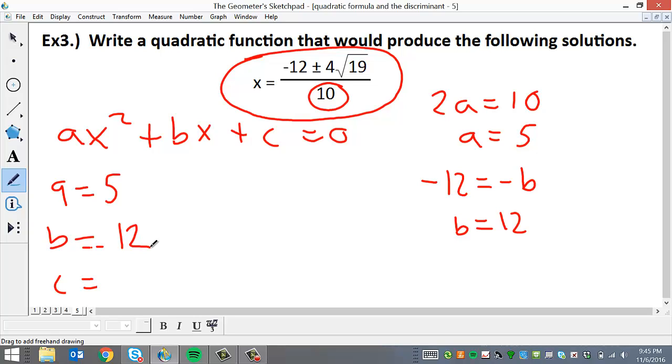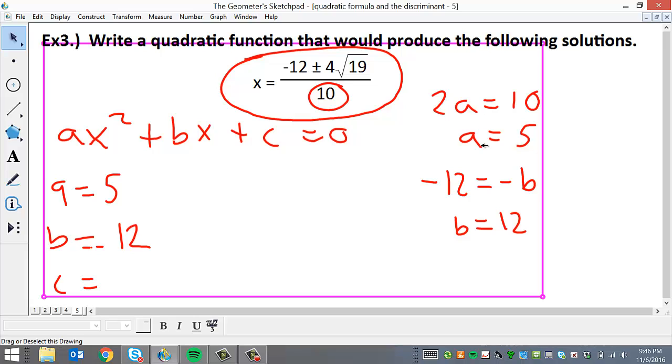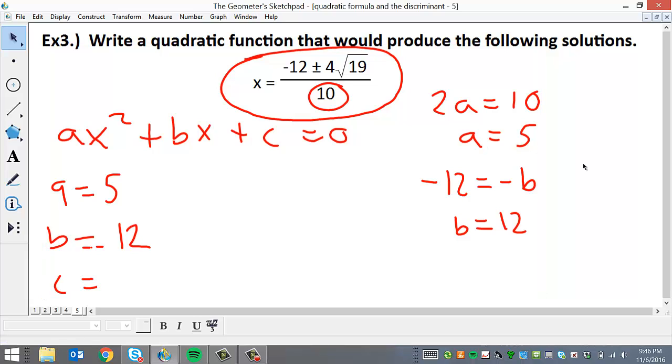Now, finding a and b in a problem like this is actually the easy part. Finding the c value is the one that's a little bit more complicated. So let me get rid of some of this stuff here if I can. I don't want to get rid of all of that. We'll be fine. We'll just make room here. Okay, so here's what needs to happen. It all deals with the discriminant.